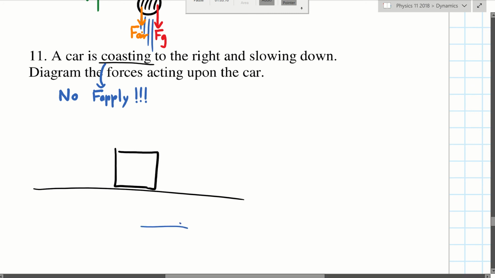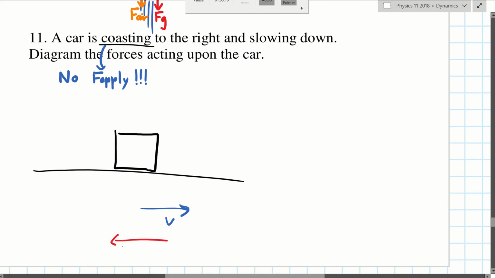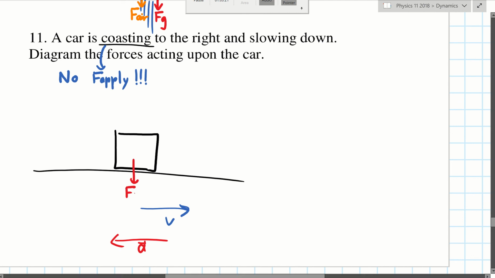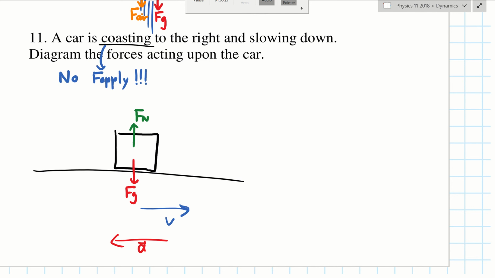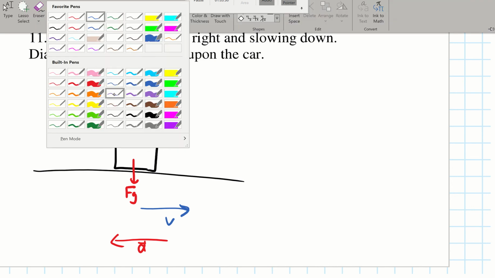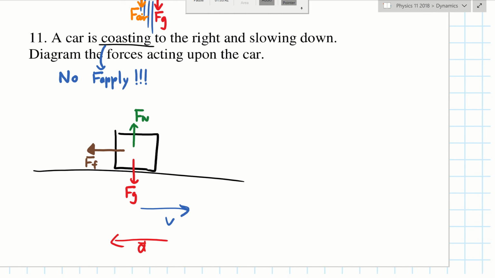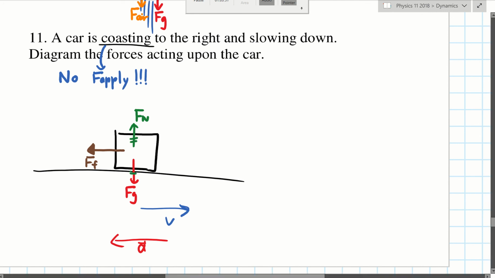So your car has a speed going this way, but it's slowing down. Slowing down means the acceleration is in the opposite direction. Now, you have gravity normally, so gravity, normal force, which goes up, and no more applied force. But slowing down requires friction. So you will have friction. Now, why is friction pointing to the left? Because I have the speed of the object going to the right. Why is the acceleration going to the left? Because the acceleration comes from the only force that's left in here, which is friction. Friction is the only force left. So your acceleration is following the direction of the friction.